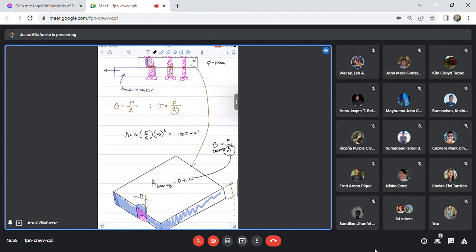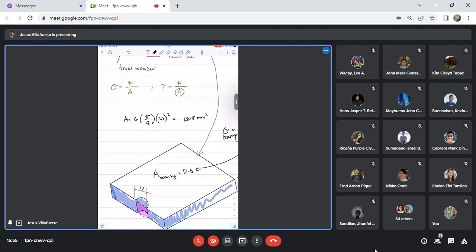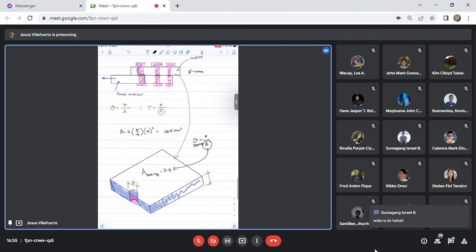The bearing area is the projection sa imong nga bolt, that is the diameter of your bolt times the thickness of your plate. So mura na siya class, the bearing area. So we will have some more discussions on bearing and shearing next time. So the topic of bearing and shearing is already, I think, in chapter 2 or chapter 1 pa ba ni. Anyway, we will have more discussions on bearing and shearing next time.